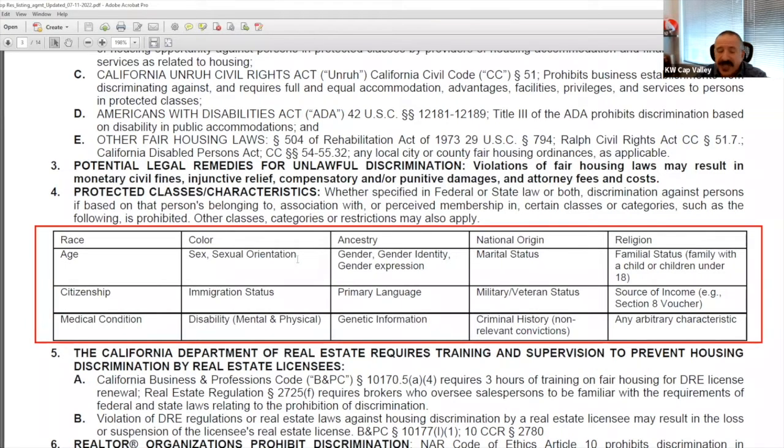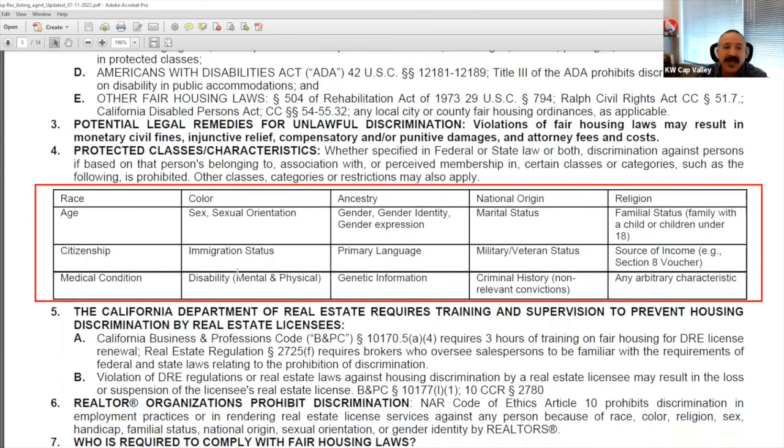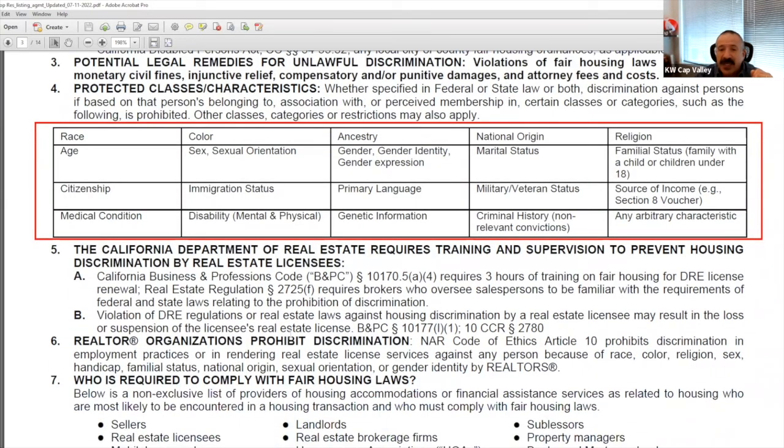Sexual orientation, you can't discriminate against two females who are interested in buying a house, or two males that are interested in buying a house. These are all protected classes. And another way that this might affect you as a real estate professional.